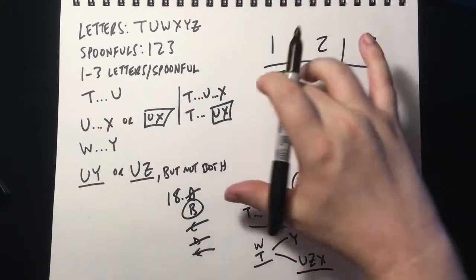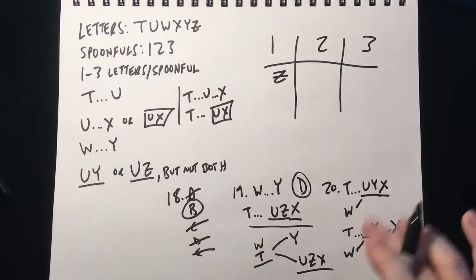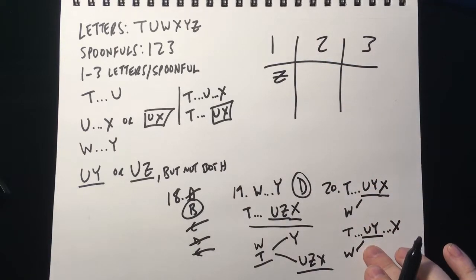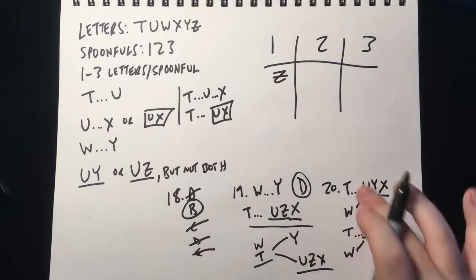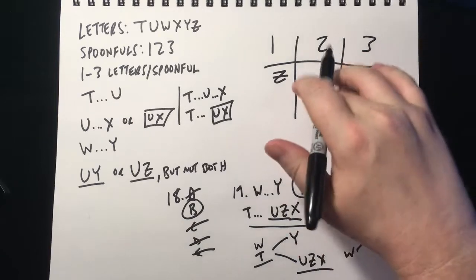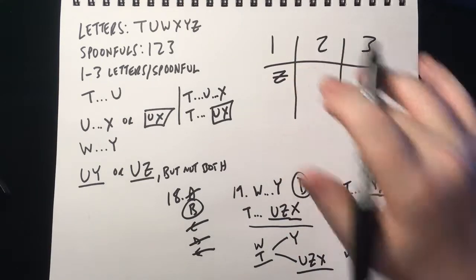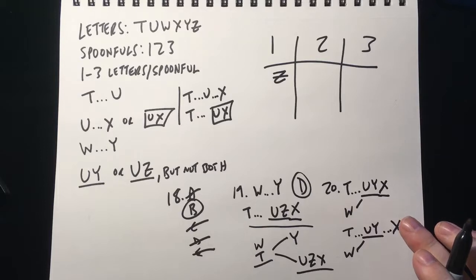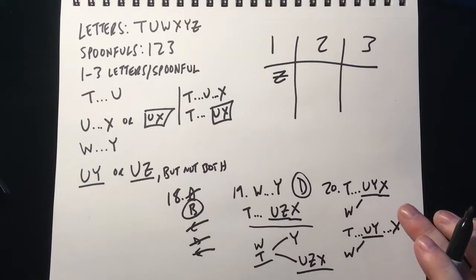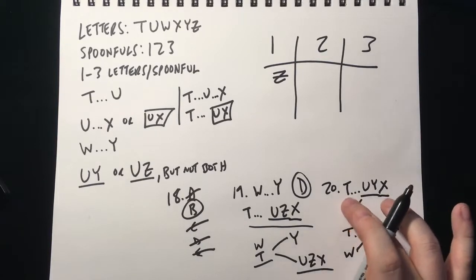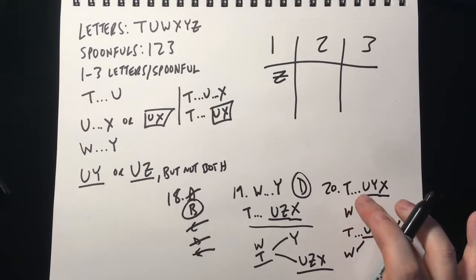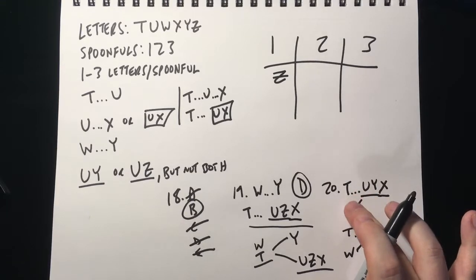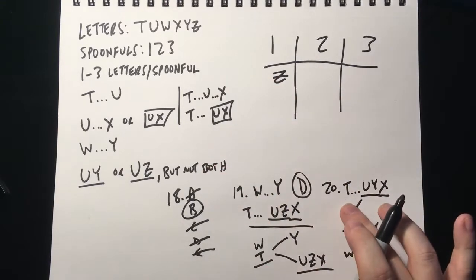I don't know how this interacts with this, but I know it's one of these. And we're looking for something that must be true in one of these combinations, and I don't know how these combinations exactly interact with this for sure. So T is in the second spoonful. T might be in the second spoonful here, but maybe it's not. Maybe it's in the first spoonful. I don't actually know how it interacts with the Z.